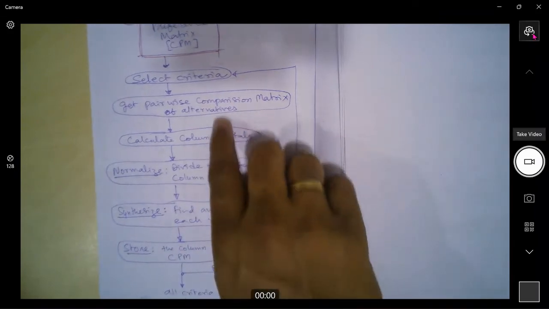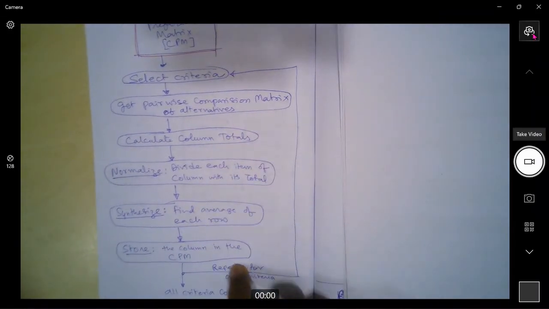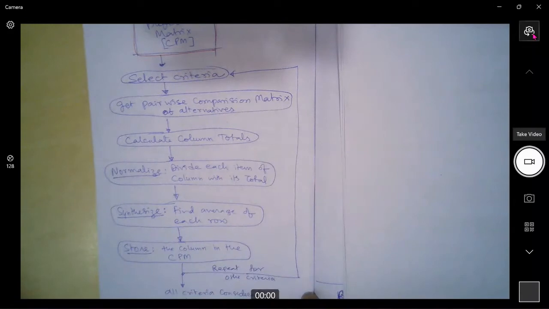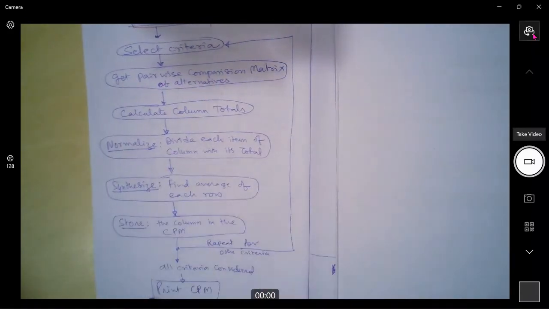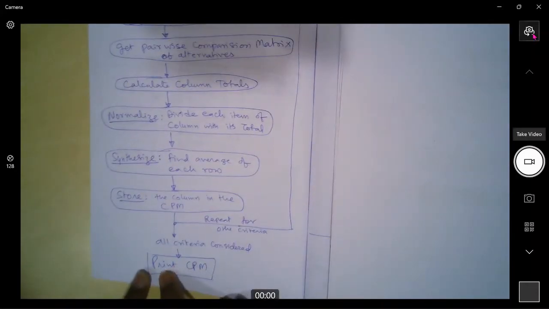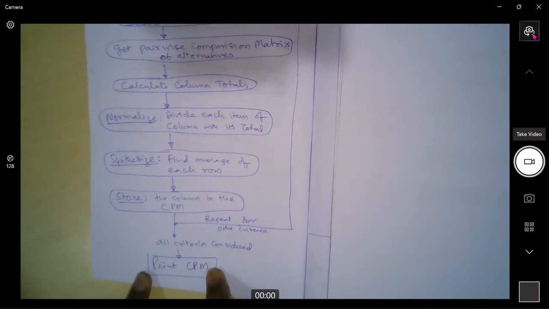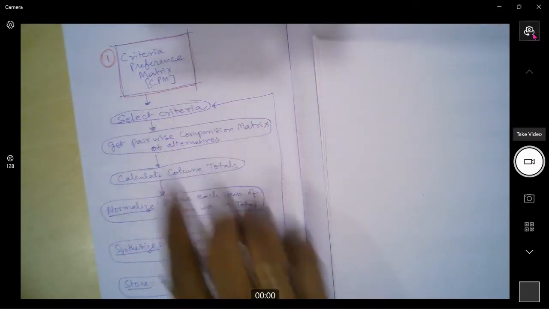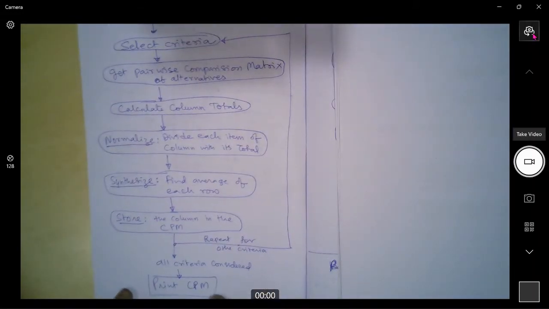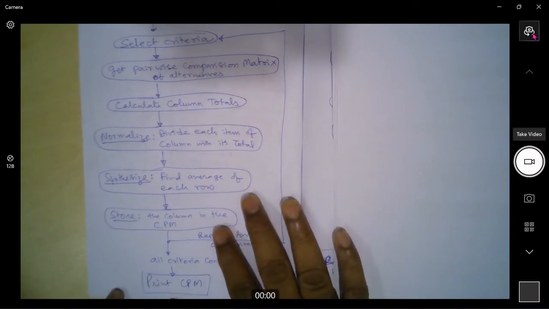Yes, again, right now, if you don't understand this, don't worry. I will explain it using an example problem. Once all the criteria are considered, the problem may have three criteria, very good. The problem may have seven criteria, that is very bad. You have to do all this calculation seven times. Finally, your result is the CPM, that is the criteria preference matrix. Okay, CPM is the criteria preference matrix, that is the final output.